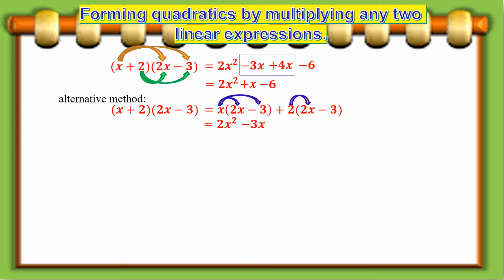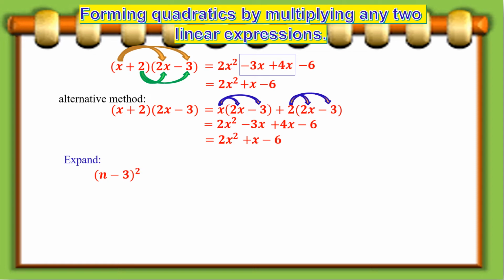How about 2x times 2 and then 2 times negative 3? It is equal to what? Correct. It would be equal to 4x minus 6. Then combining negative 3x and 4x, it would be equal to 2x squared plus x minus 6. So either of the two ways will do.